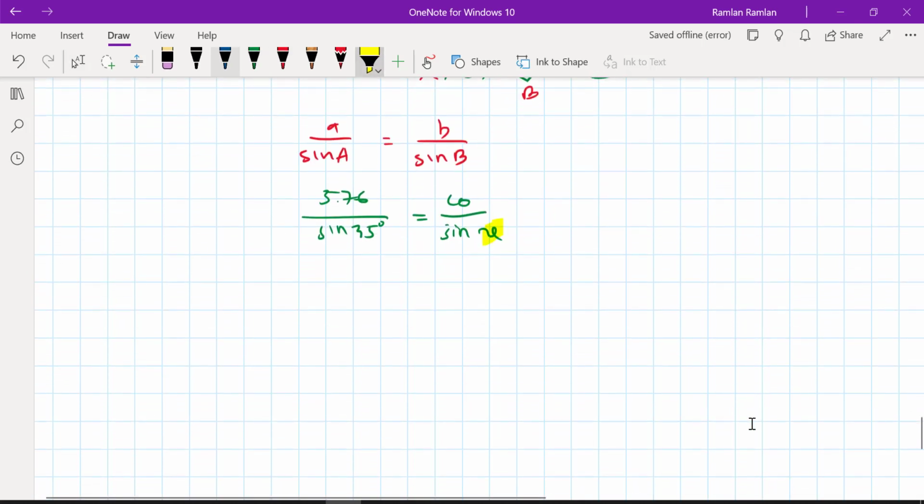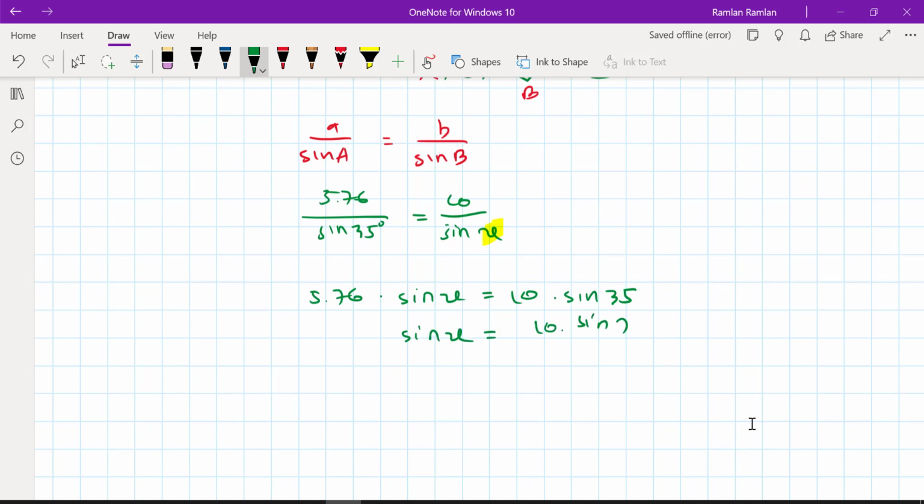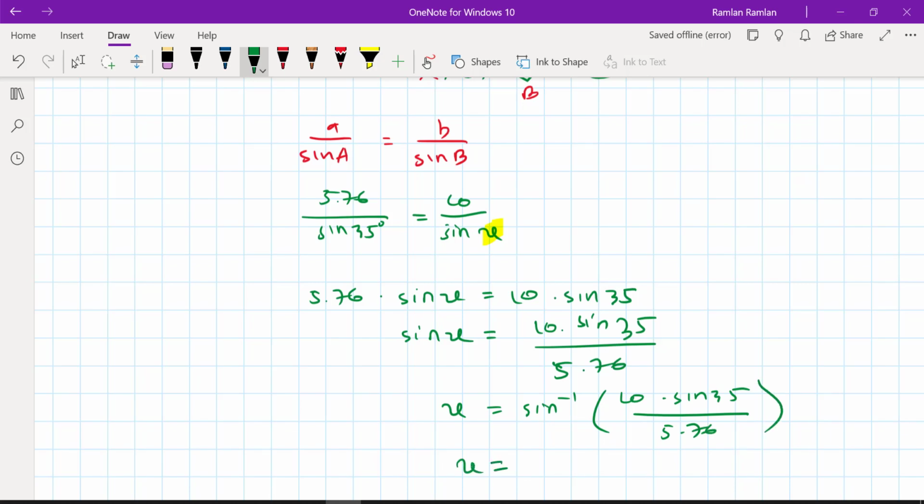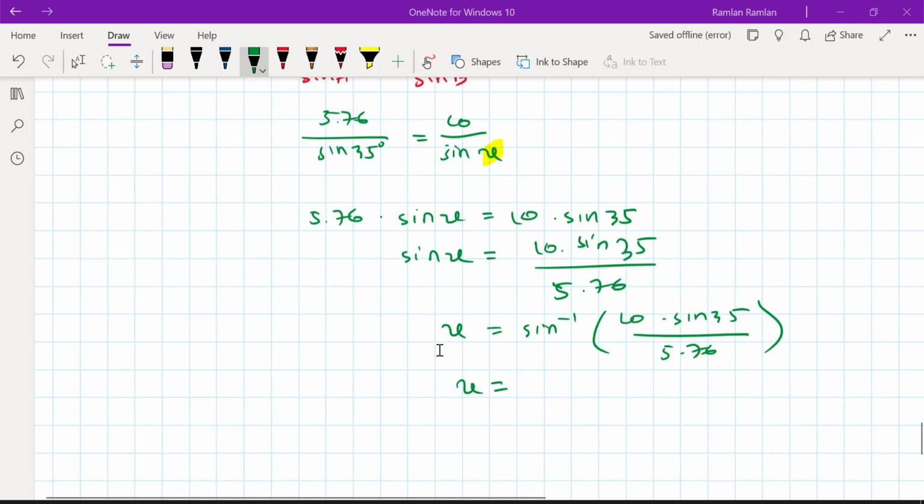In here, we cross multiply. That'll be 5.76 multiplied by sine x equals 10 times sine 35. So sine x, divide both sides by 5.76. So that'll be like this. And then the last step is to find the x value, which means that we're going to use the sine inverse of that, 10 sine 35 over 5.76. And then you only need to put that into the calculator. That'll be 84.7 degrees. And there you go.